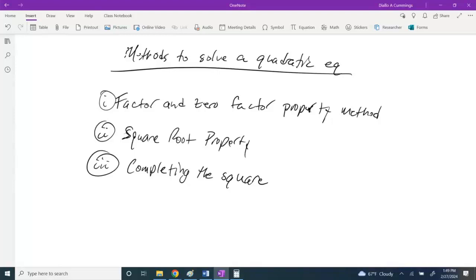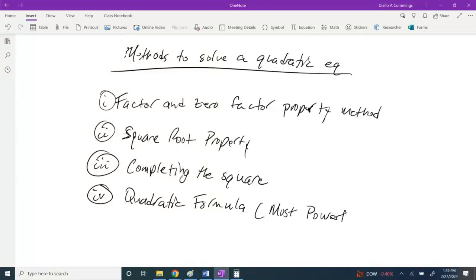Although that's very rarely used. And the fourth method is the quadratic formula. The quadratic formula is the most powerful method. When I say the most powerful, you can use the quadratic formula to solve any quadratic equation.